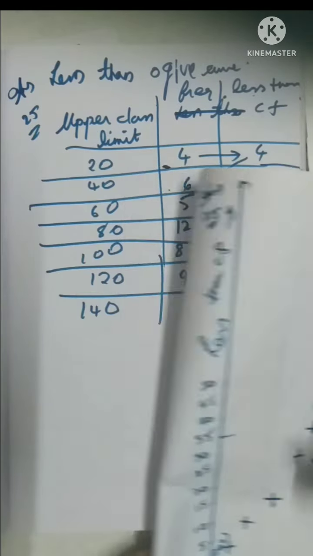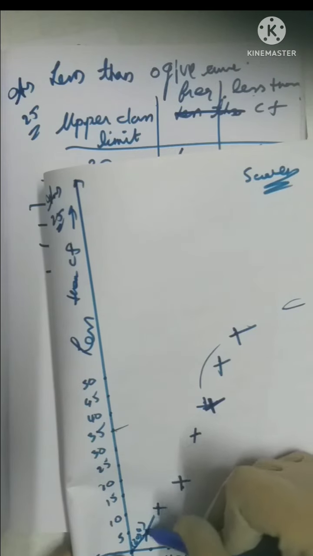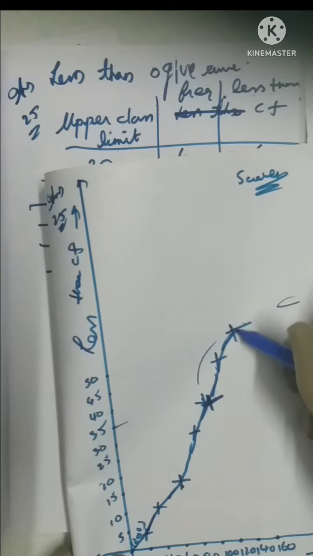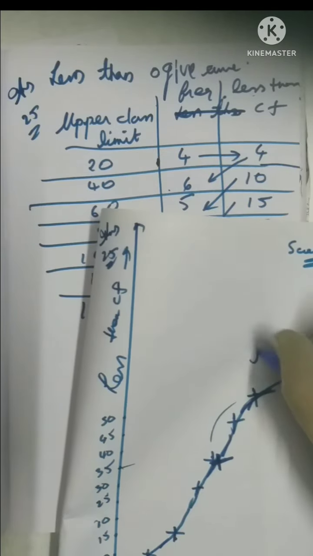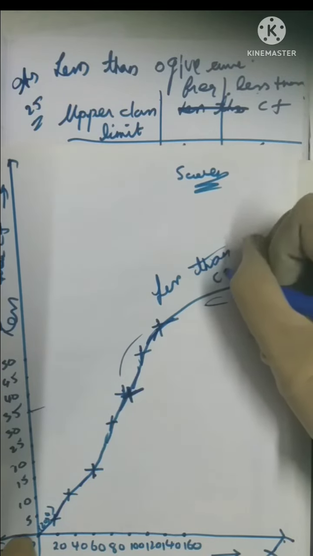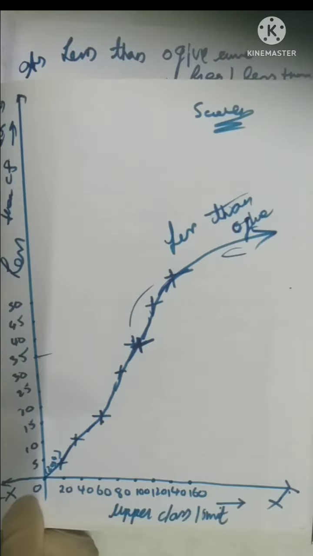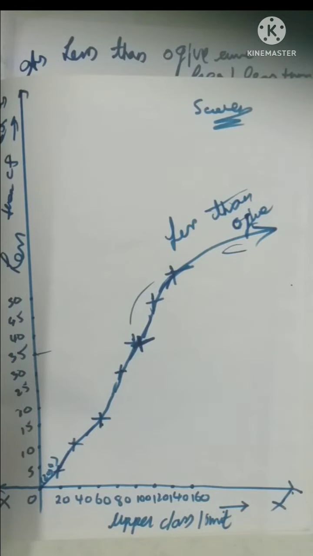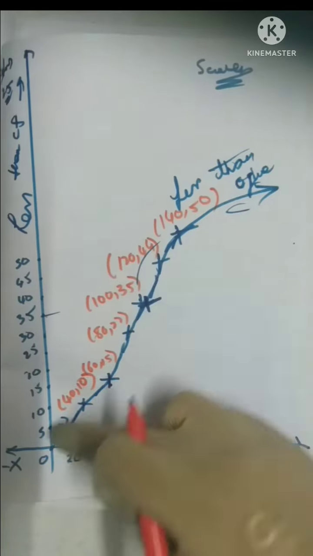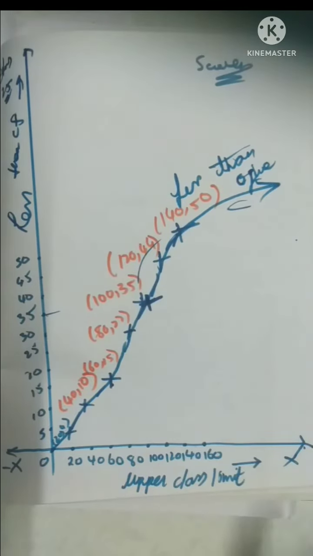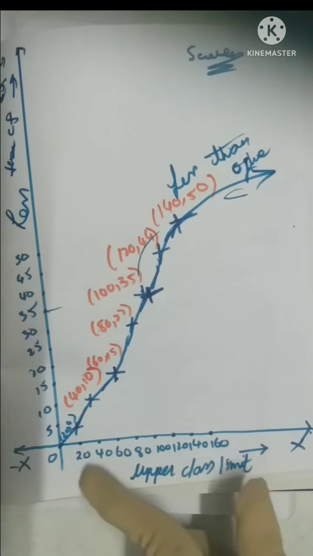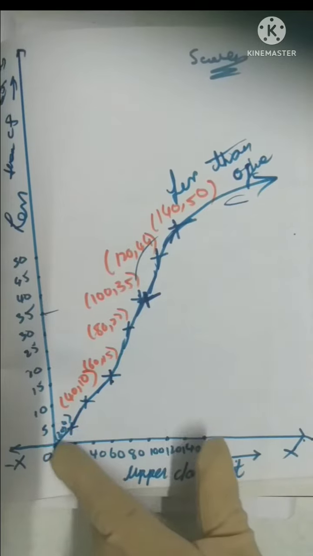Okay, now join all the points together. This is called as less than ogive curve. Now write all the points, whatever we got. See, I have written all these points. Okay. So I need to write scale also, right? 1 unit, 1 centimeter is 20 units. On y-axis, 1 unit is 5 centimeter.